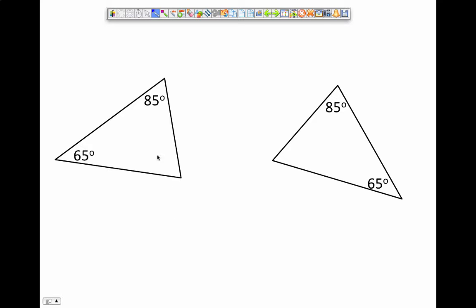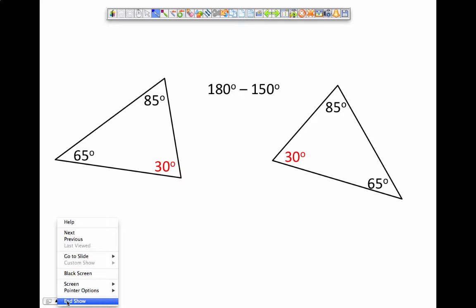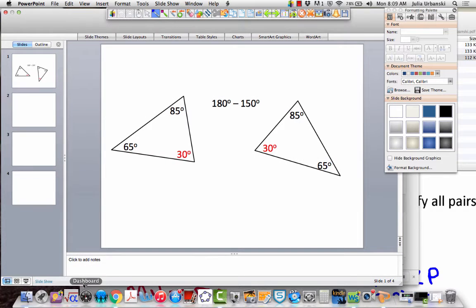150? So what would this angle be? 30. And so would this one. This one would have to be 30 also because you're subtracting 2 things from the same thing. That's called the third angles rule. So look down at your paper right there.